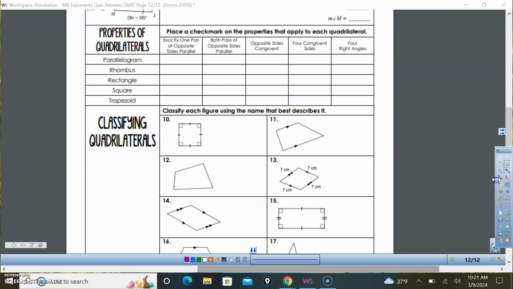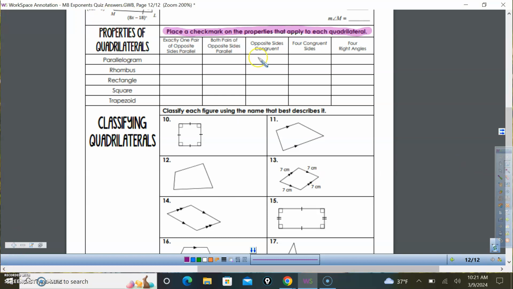So our directions here are telling us to place a check mark on the properties that apply to each quadrilateral. I fully anticipate that you are going to do a lot of flipping back and forth to the page that we just did with the flow chart of the different types of quadrilaterals, and feel free to if you need to. All right, I am going to get started up at the top with a parallelogram.